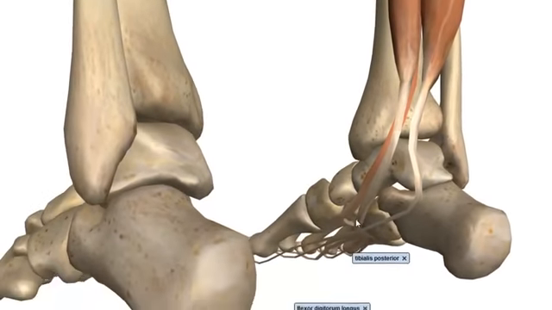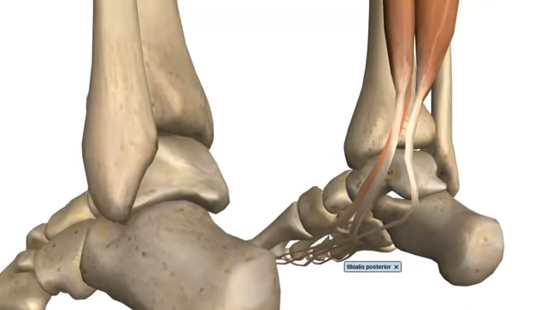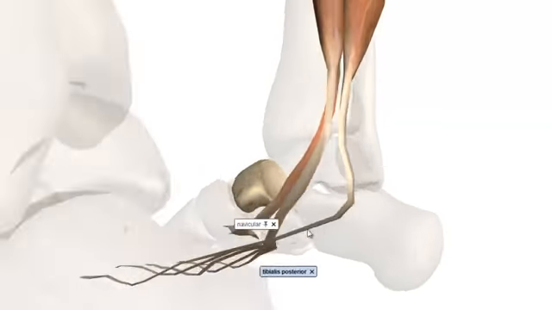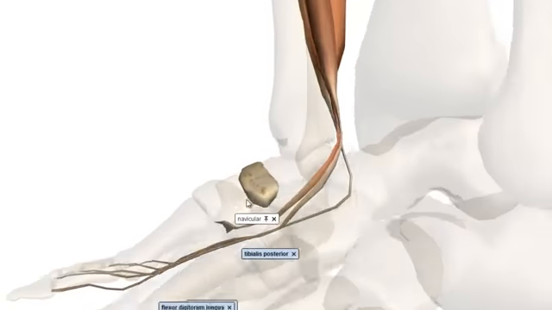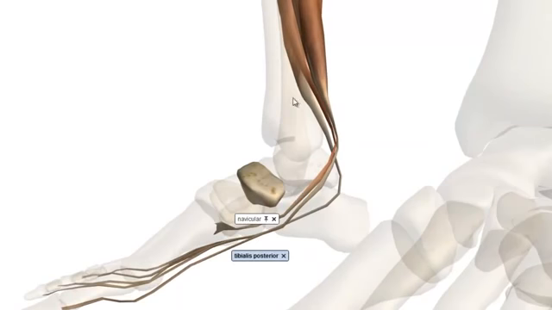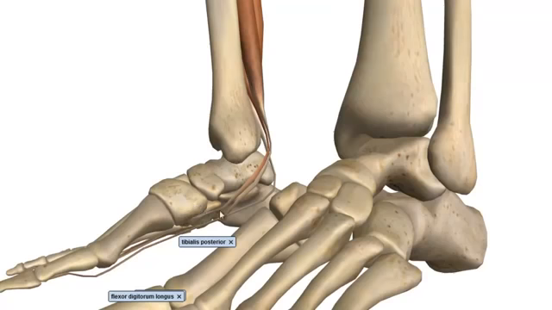Just try and get a good look. So it inserts on the tuberosity of the navicular and also on the medial cuneiform bone. So if I just show you the navicular, this is this tarsal bone. So the tibialis posterior inserts onto the tuberosity of the navicular and also the cuneiform bone.